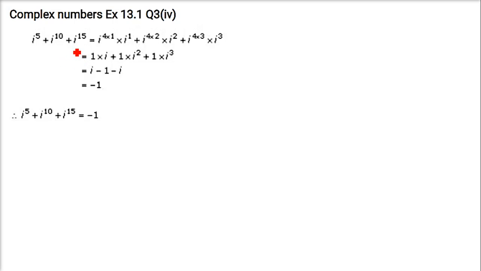Next is i to the power 5, this i to the power 10, i to the power 15. 5 is 4 into 1 plus 1, 10 is 8 plus 2, 15 is 12 plus 3. This is 1, this is 1, this is 1. This is i to the power 1, i squared is minus 1, i cubed is i squared into i, that is minus i. So the i gets cancelled, and you get minus 1.